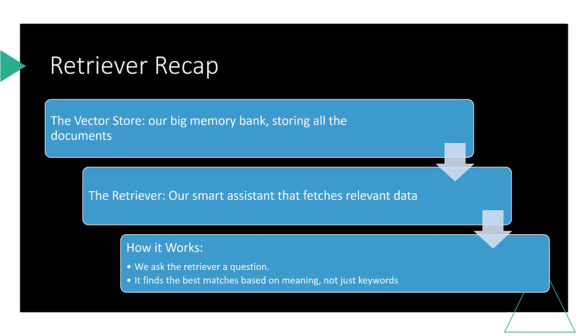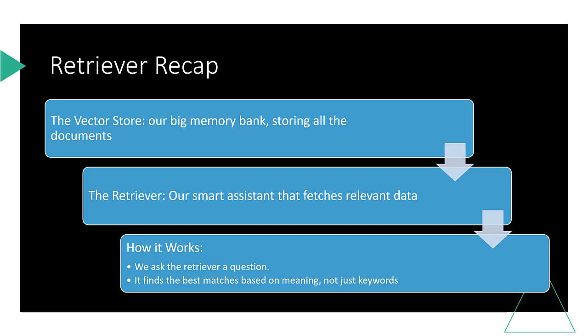Right, that brings us to the end of retriever section. Here's the quick mental model to keep in your back pocket. Vector store is our big memory. The retriever is the smart assistant that fetches what we need. We ask it a question, it finds the best matches based on meaning, not just keywords. This will be super important when we start recommending videos later because we'll need a fast, clean way to pull the right ones for each user's goal.